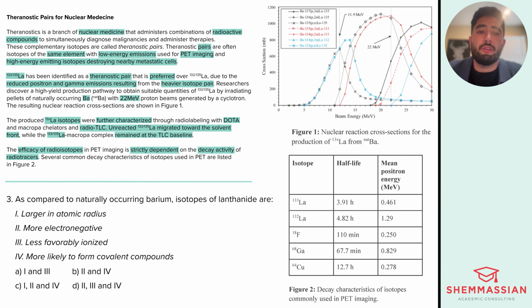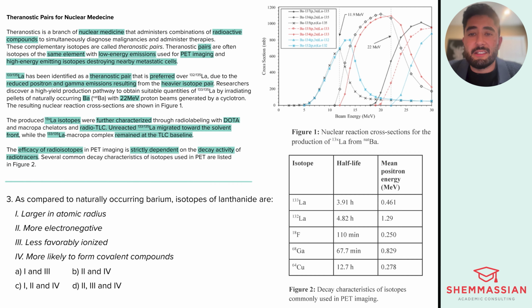So when we're going through the statements one by one, the atomic radius is decreasing as you go right and as you go up. So lanthanum would have a smaller atomic radius than barium. So for that reason, statement 1 is false. Electronegativity increases as you go right and as you go up. So statement 2 would be true.